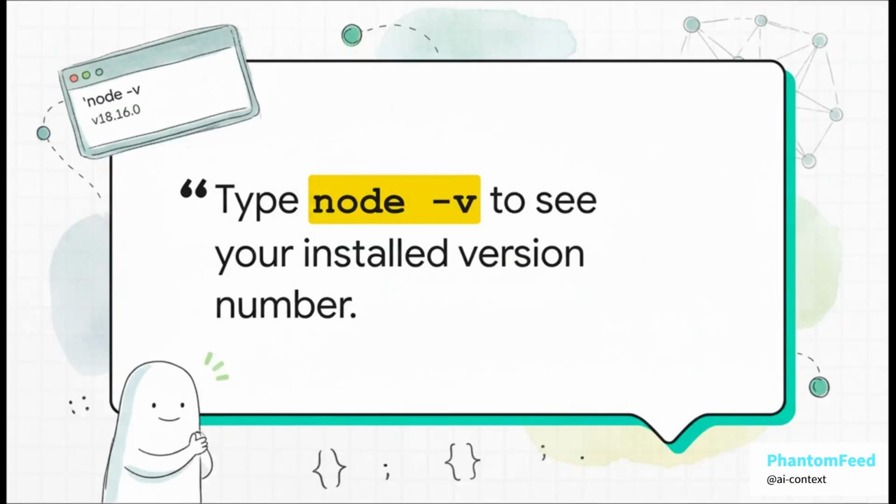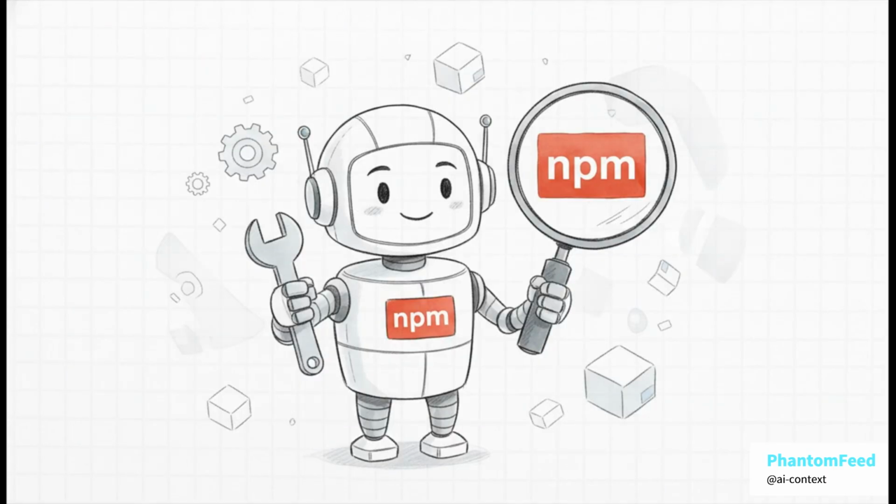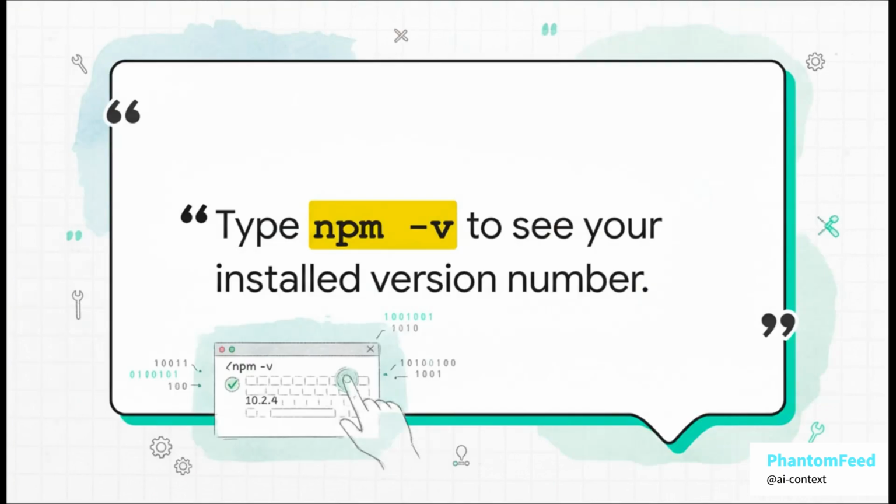Okay, inside your terminal, just type node, a space, and then -v, and hit enter. If you see a version number pop up, kind of like the one on screen, then boom, perfect installation. Give yourself a quick pat on the back. Awesome. Next up, let's check on our trusty assistant, NPM, just to make sure it's ready for action too. It's the exact same idea. Type npm, a space, -v, and press enter. Seeing another version number here confirms it.